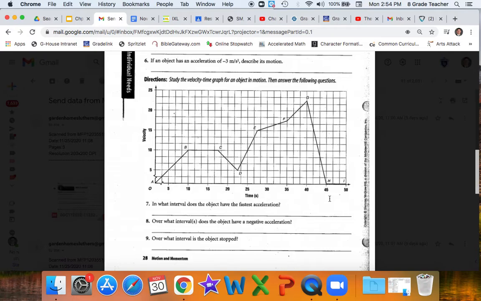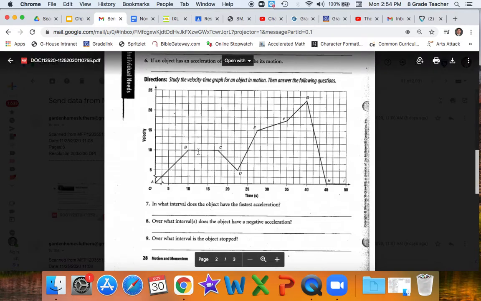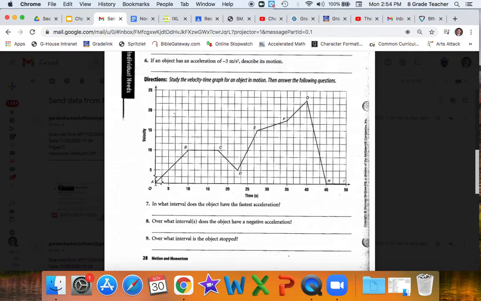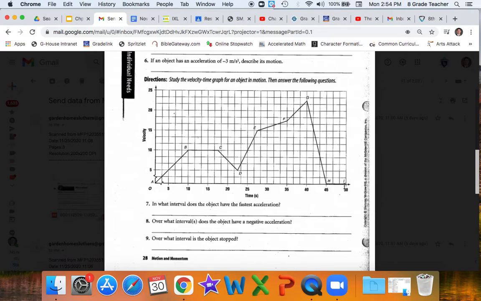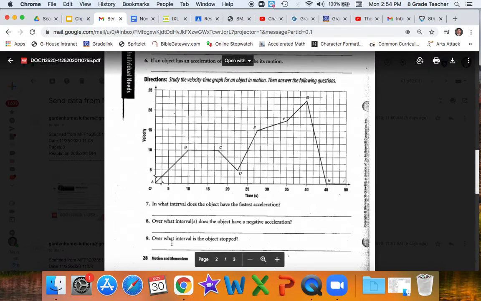Number 9, over what interval is the object stopped? Can't say that the object is stopped from B to C, because this means that it's speeding up, going at a constant speed, slowing down, speeding up, speeding up, speeding up, and then slowing way down all the way to a stop. Looks like here, because the velocity is at 0, that means you're not moving from H until I, you would be overall stopped. So here it's HI for number 9.